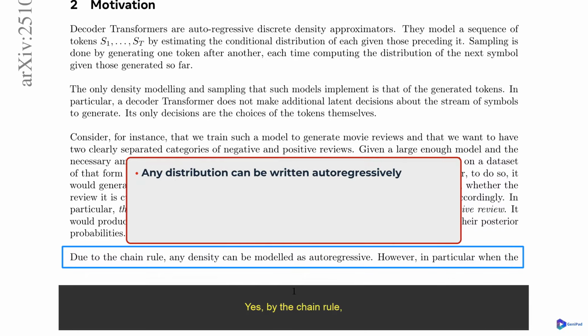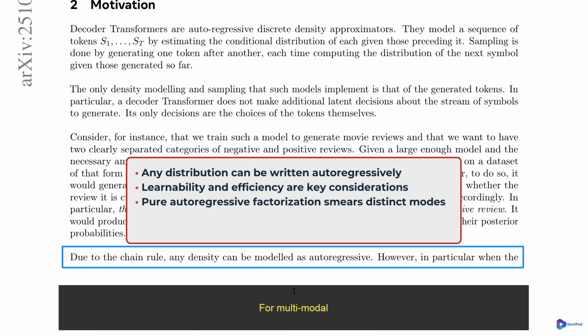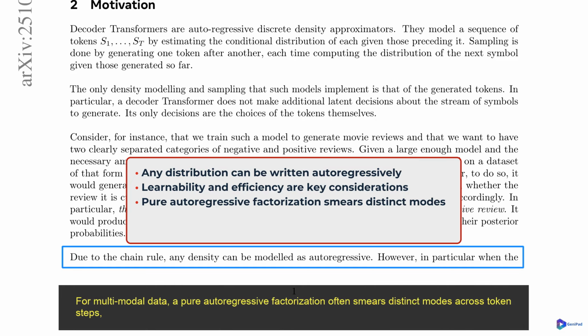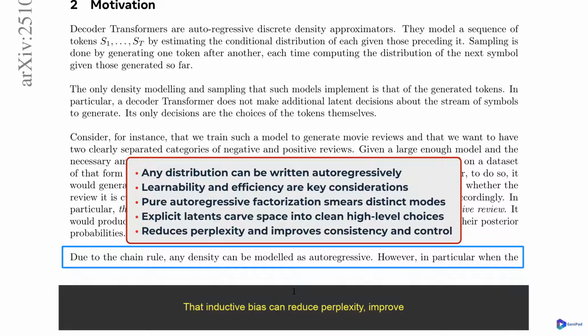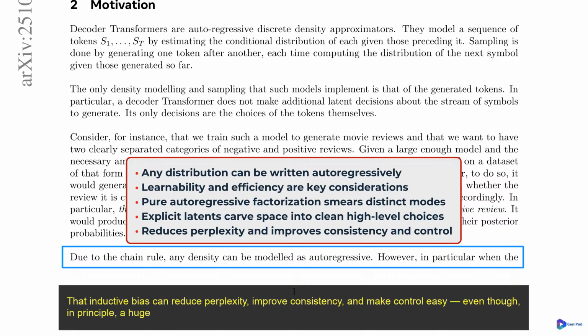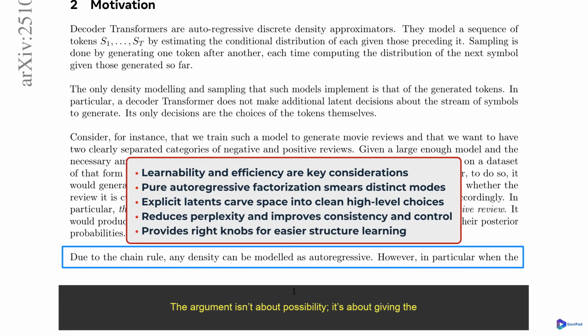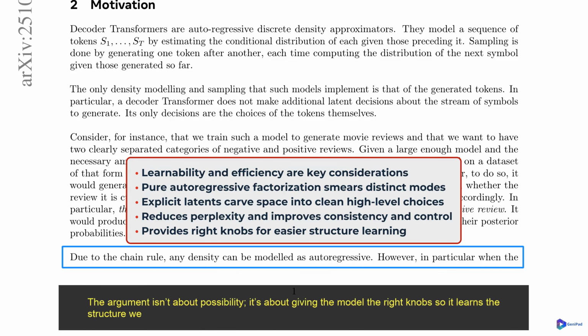Yes, by the chain rule, any distribution can be written autoregressively, but learnability and efficiency matter. For multimodal data, a pure autoregressive factorization often smears distinct modes across token steps, making training harder and samples less coherent. Explicit latents act like labels you don't have. They carve the space into clean, high-level choices that the decoder can condition on. That inductive bias can reduce perplexity, improve consistency, and make control easy, even though, in principle, a huge enough AR model could simulate it. The argument isn't about possibility. It's about giving the model the right knobs so it learns the structure we want, with less struggle.